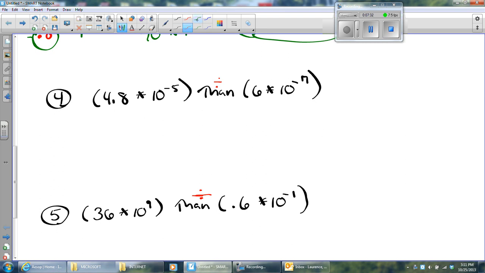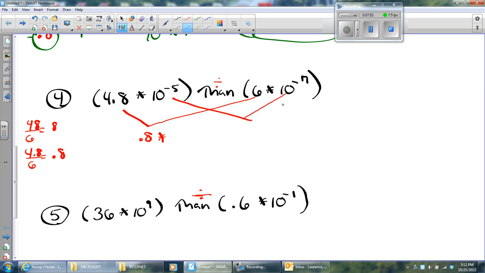Okay, so here come my solutions. Number 4, I know that 48 divided by 6 is 8. So 4 and 8/10 divided by 6 would be 0.8, right? So when I do this part of the problem, I'm going to get 8/10, right, times. Now when I do this part of the problem, remember I told you to write the subtraction problem. So I'm going to do -5, and then I'm going to do minus -7, right?